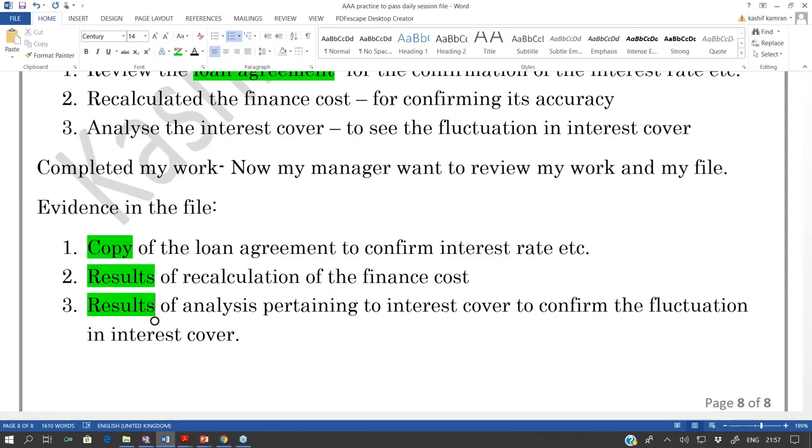Then you will see the results of recalculation. Then you will see the results of analysis. So are you understanding the working papers here? Are you understanding the file will consist of the working papers? Right? Now, that means anything the auditor does will end in results, right?